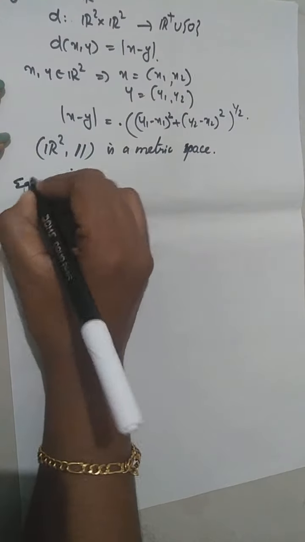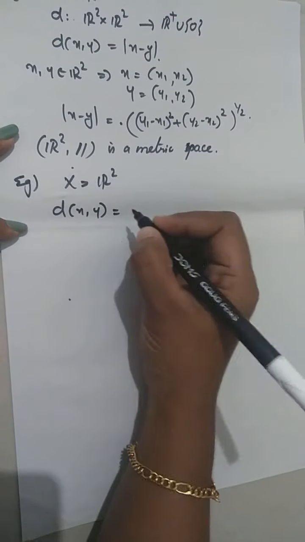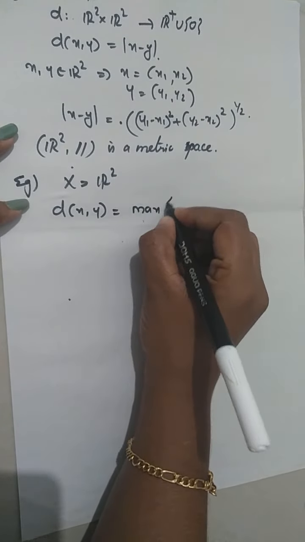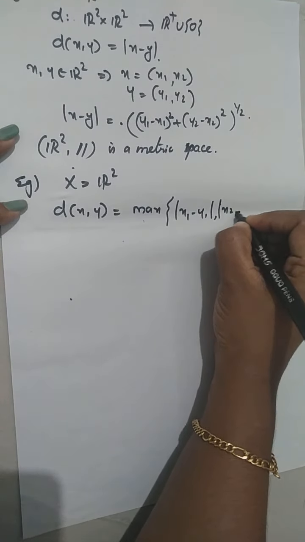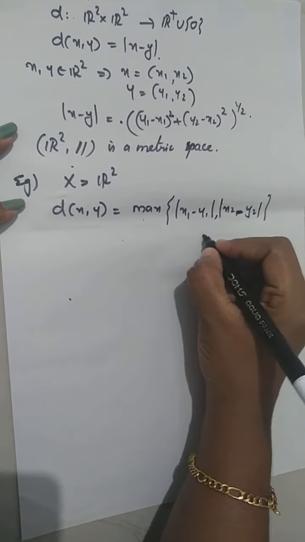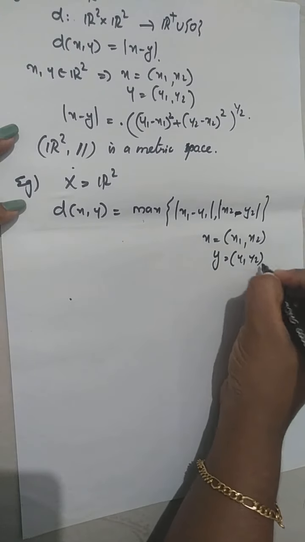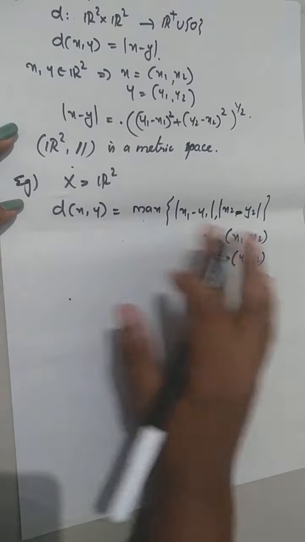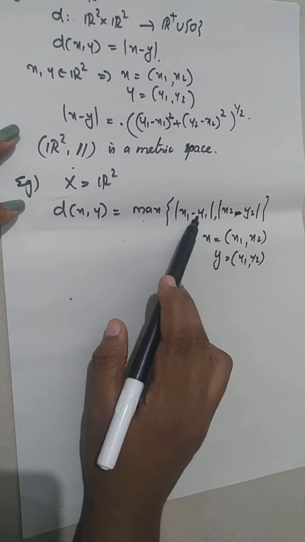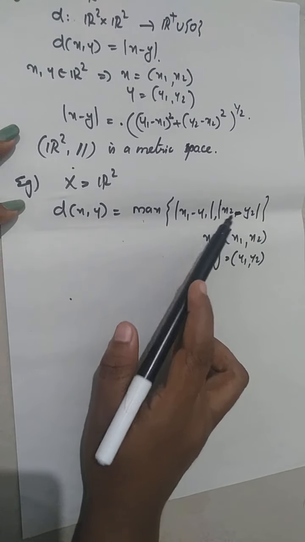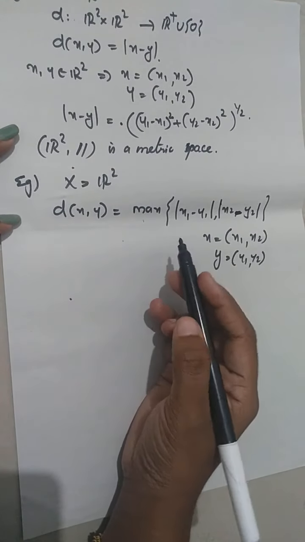Now the next example, again we consider X equal to R2, and I will define D of xy equal to the maximum of modulus of x1 minus y1, comma, modulus of x2 minus y2, where x is equal to the pair (x1, x2) and y is equal to the pair (y1, y2). Note that this D of xy is not equal to the usual distance, modulus of x minus y. Here we take the difference between the first coordinates and the difference between the second coordinates, and their maximum value. And I am going to prove that this function is also a metric in R2, another metric in R2.